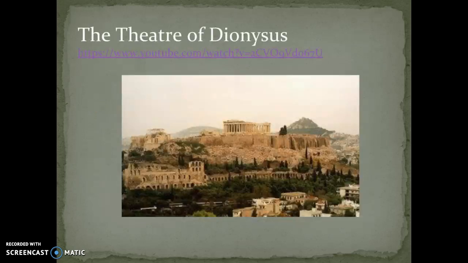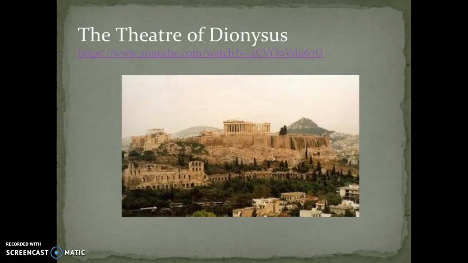Something else that you need to understand is the theater of Dionysus. This is really the starting point for any sort of Greek tragedy. I have a YouTube video linked here. It's also down below from my video. I would suggest that you watch it. It just gives you some background information on the theater itself, the history to it.